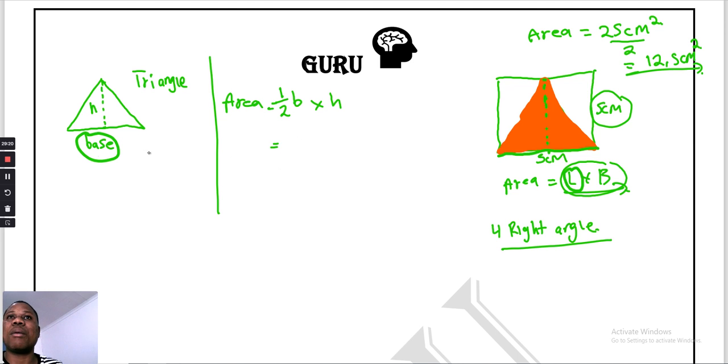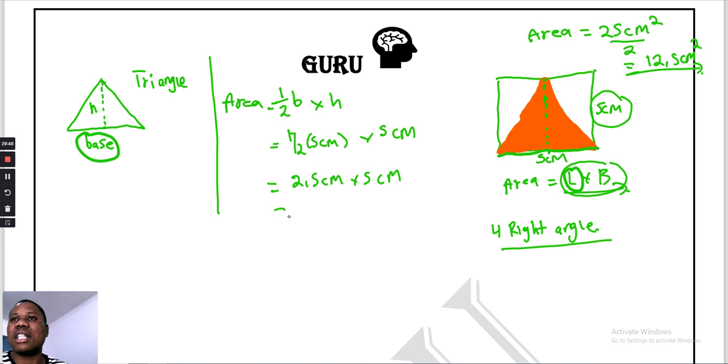We have the base. Our base here is 5 centimeters, meaning that we're going to have 1/2 multiplied by 5 centimeters multiplied by our height, which is this height here, which is going to be 5 centimeters. Half of 5 is 2.5 centimeters multiplied by 5 centimeters, which gives us 12.5 centimeter squared.